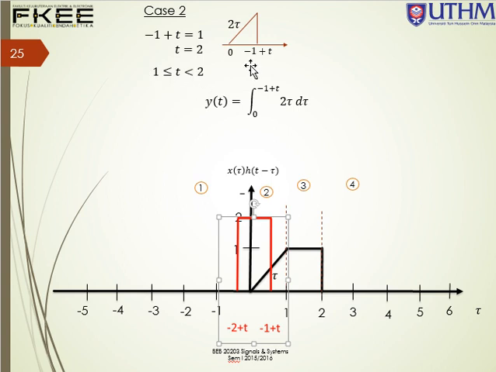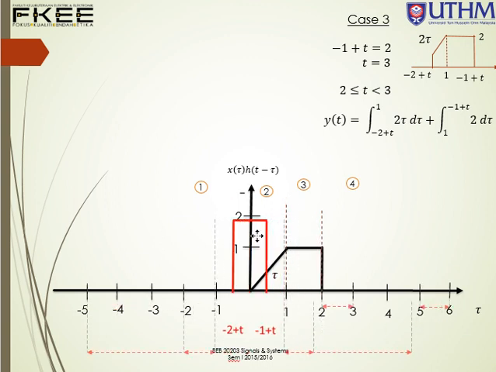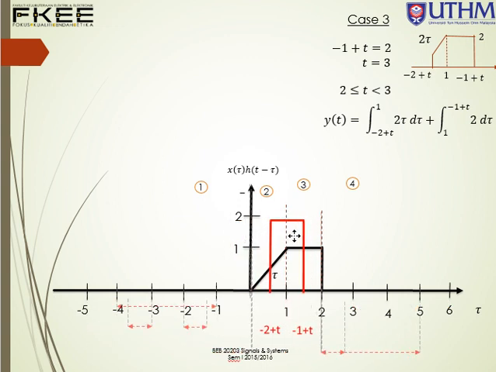Alright, so based on this graph, we will determine our limit of integration. It will start from 0 until minus 1 plus t. Okay, let's do case number 3 over here. Case number 3 is when you have part of it in section number 2 and part of it in section number 3, because it keeps moving. Previously case number 1 is here, case number 2 over here, and now we have case number 3 over here, which is part in number 2 and part in number 3.